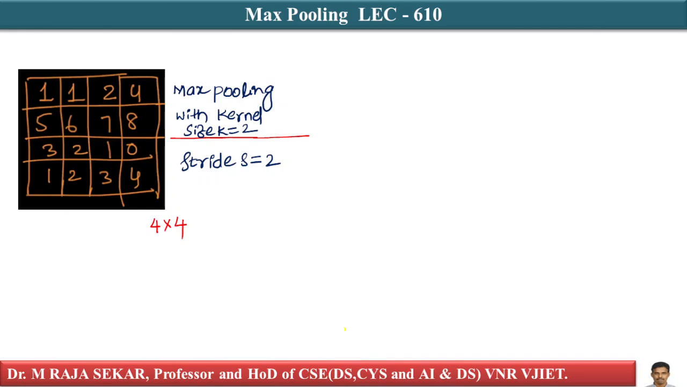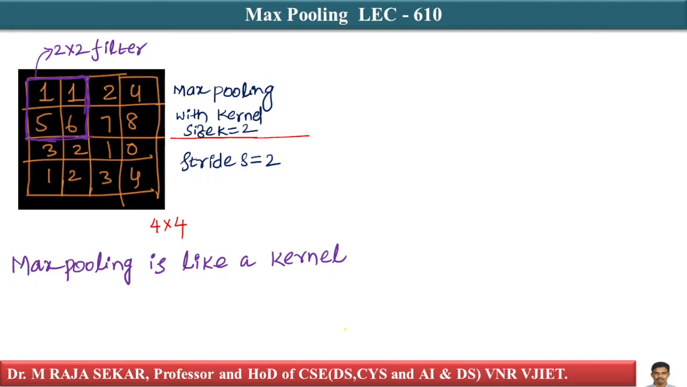I want max pooling with kernel size 2. You can think of max pooling as doing some sort of kernel. You have a kernel of size 2. What the max pooling kernel does is, I take this 2x2 filter and find the maximum value. What is the maximum value here? 1, 1, 5, 6. The maximum value is 6.